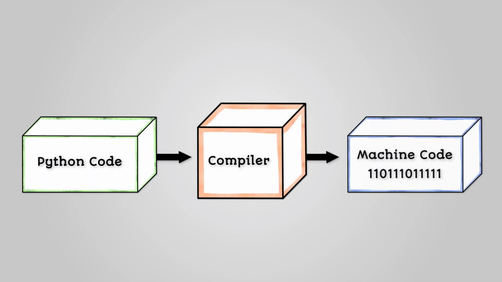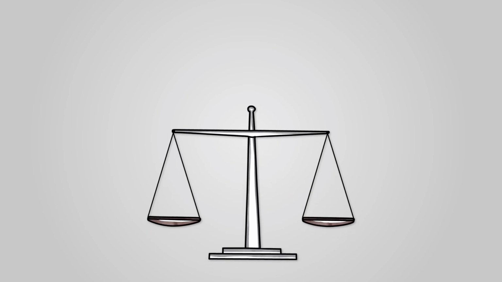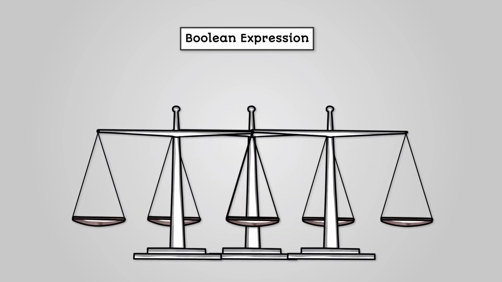So, when a program is written, the code is sent to a compiler to produce machine code. The code is converted line by line by the compiler. This is called sequential or procedural programming. If you want to make any decisions, you need to use Boolean expressions. A simple Boolean expression compares some variables with a comparison operator. A complex Boolean expression will use Boolean operators to link together multiple comparisons.